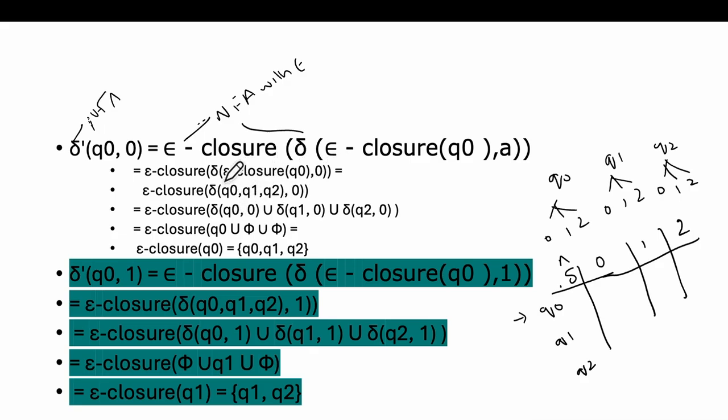What is first? We solve the inner bracket. Epsilon closure of Q0 we have already done, which is Q0, Q1, Q2, on input 0. Now again the inner bracket: delta of Q0 on 0 union delta of Q1 on 0 union delta of Q2 on 0. Q0 on 0 from the given NFA with epsilon, there is no path, phi. Q1 on 0, no path. Q2 on 0, there is no path. Finally the outer bracket: epsilon closure of phi, epsilon closure of phi. Epsilon closure of Q0 is Q0, Q1, Q2. So we got Q0, Q1 and Q2.